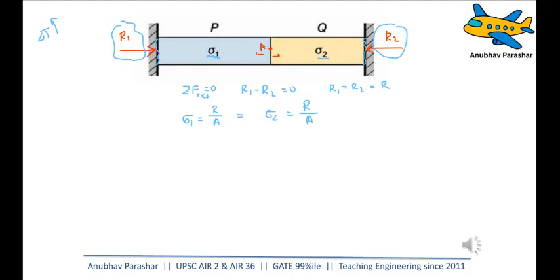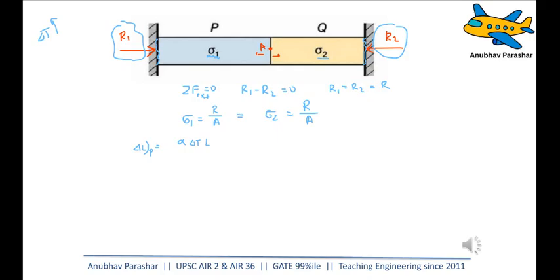To find that out, we simply need to find out what is the change in length of P and Q. Now let us try to understand what is the change in length of P, delta LP. The change in length of P will be dependent on two things. First of all, the temperature is increasing. If the temperature increases, the length of the rod P will tend to increase. How much? Alpha delta T L. So this is the change in length of P because of increase in temperature.